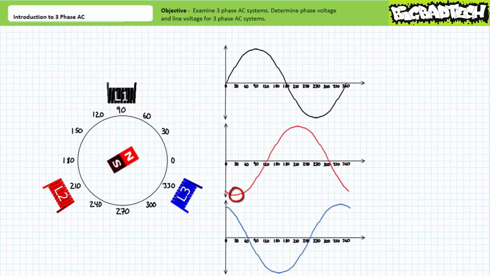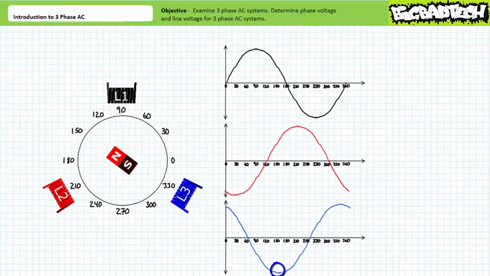At 30 degrees, winding L2 is aligned with the south pole, and induced voltage across winding L2 achieves a negative maximum. At 60 degrees, the approaching south pole causes induced voltage across winding L3 to cross zero, going negative. At 90 degrees, winding L1 is aligned with the north pole, and induced voltage across winding L1 achieves a positive maximum. At 120 degrees, the approaching north pole causes induced voltage across winding L2 to cross zero, going positive.